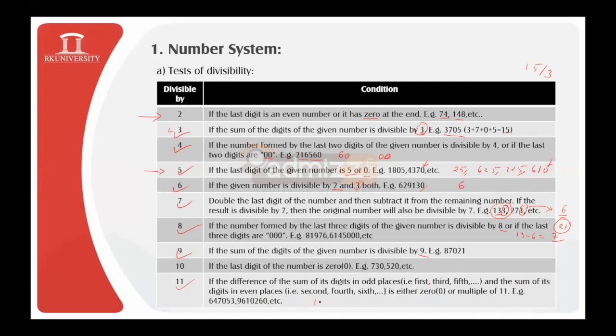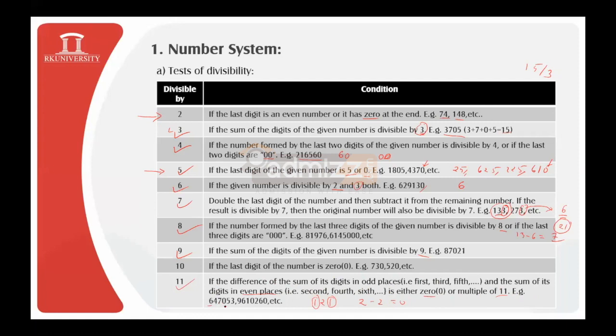We will take a small example. Suppose 1 0 1. This 1 is in an odd place, this is in an even place, and this is in an odd place. 1 plus 1 becomes 2, minus 0... Now, if the difference between the sum of the digits in odd places and the sum of the digits in even places is either 0 or a multiple of 11, at that time this number is divisible by 11.